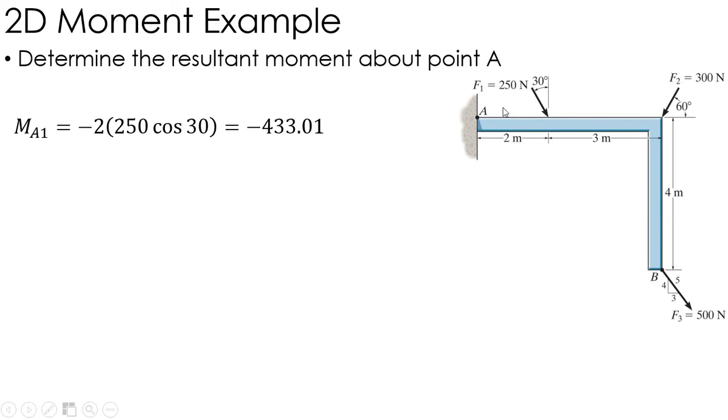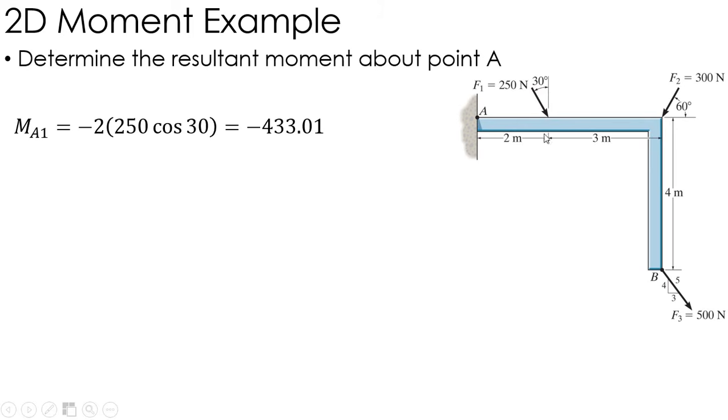First thing I notice is I'm going to take this force and break it into two components, my vertical component and my horizontal component. The horizontal component goes right through point A, so it contributes no moment about point A. The vertical component is the perpendicular component of this force about point A. That's my cosine of 30 component.